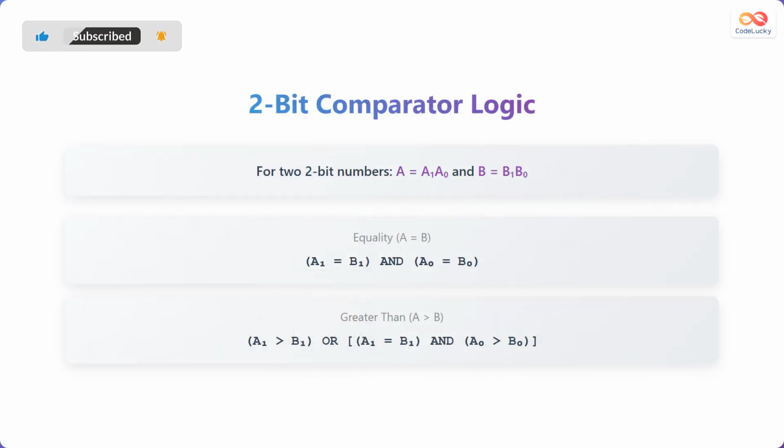Now let's consider a 2-bit comparator. Given two 2-bit numbers, A equals A1A0 and B equals B1B0, the logic for determining their relationship is as follows. A is equal to B if A1 is equal to B1, and A0 is equal to B0. A is greater than B if A1 is greater than B1, or if A1 is equal to B1 and A0 is greater than B0.